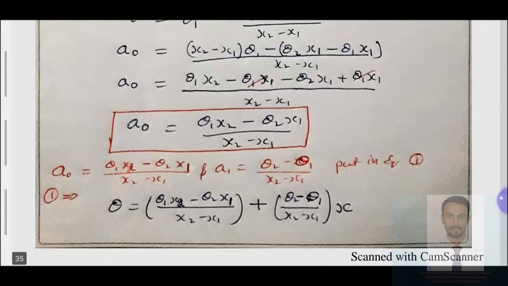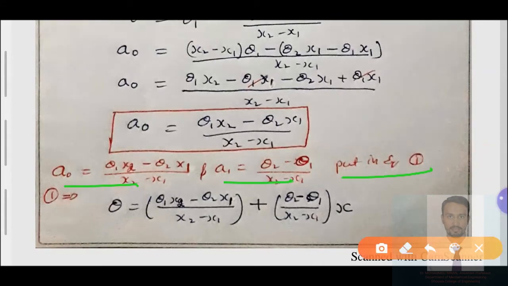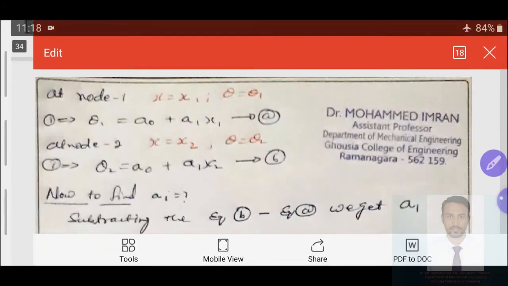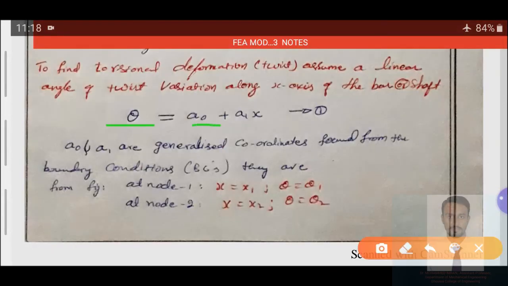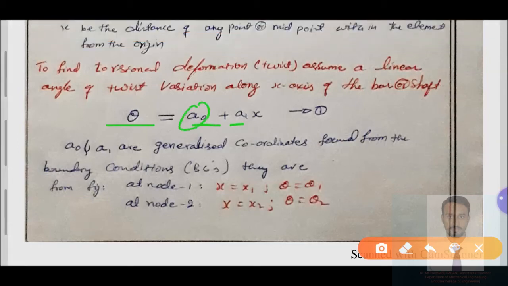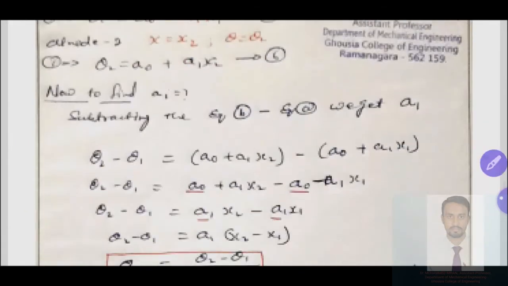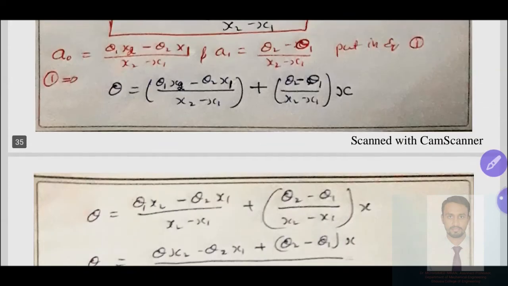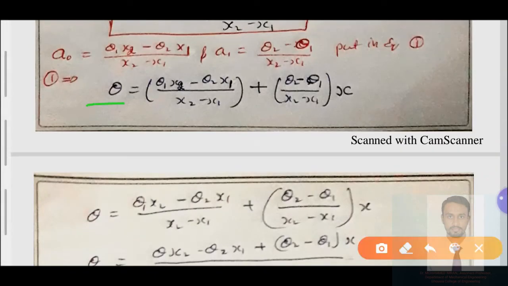Substitute the values of a naught and a1 in equation number 1. We have equation number 1: theta is equal to a naught plus a1 x. We found these two values, so substituting them in equation number 1, theta is equal to theta 1 x2 minus theta 2 x1 divided by x2 minus x1, plus theta 2 minus theta 1 divided by x2 minus x1 into x. This is the a naught value, and this is the a1 value, a1 into x.